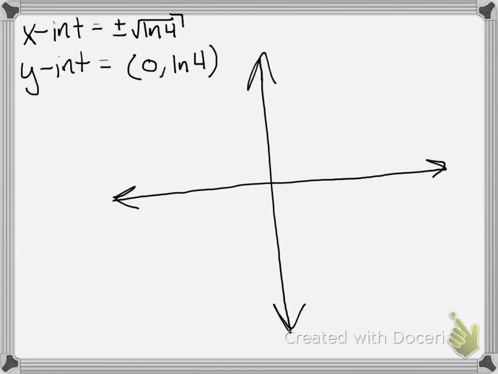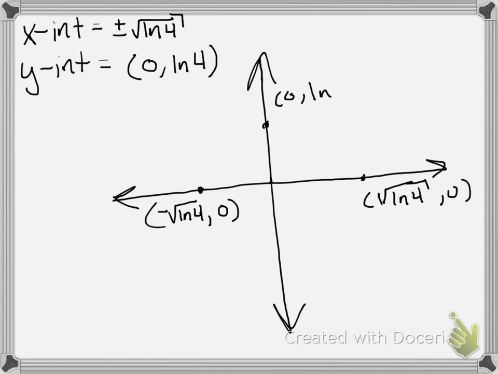Okay, so now it's time to do our graph. Here's what we know. Right out here, we're going to have an x-intercept of positive square root ln of 4, 0. And negative square root ln 4, 0. So there's those 2 points. Our y-intercept whenever x is 0, we'll come up here. That's going to be 0, ln of 4.